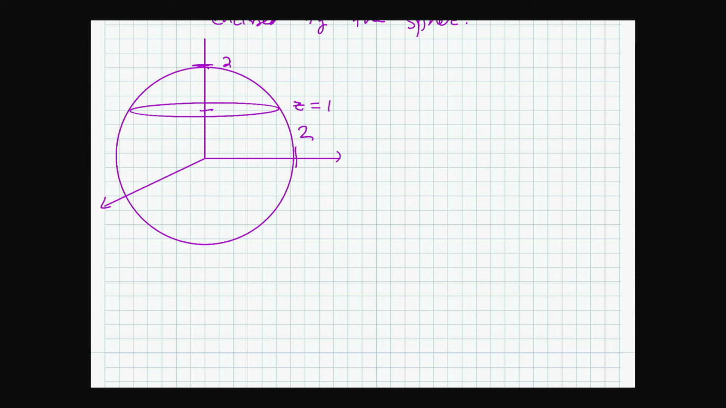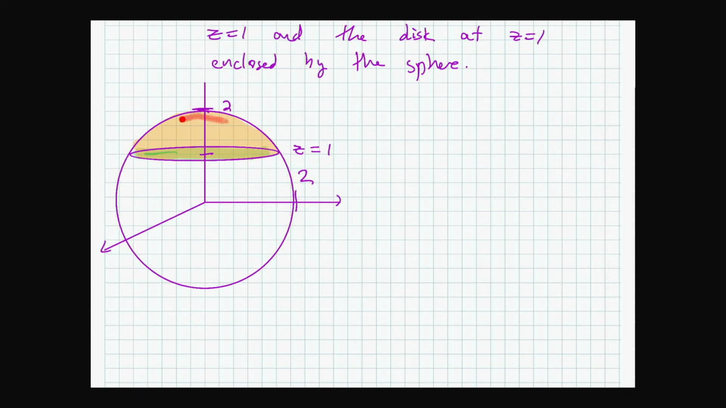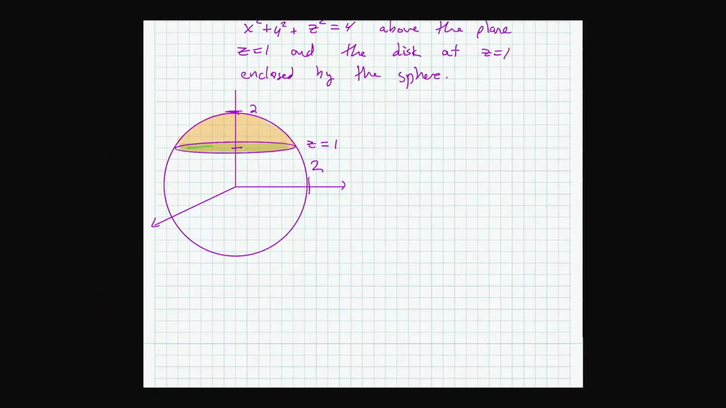And then the surface that we want is going to be this disk here, and then also this part up here. So there's actually two pieces there. Okay, so we want both the part of the sphere above z equals 1, and then also that disk that you get when you cut it off at z equals 1. So like the base. All right, and that's what we want. So there's two pieces there.